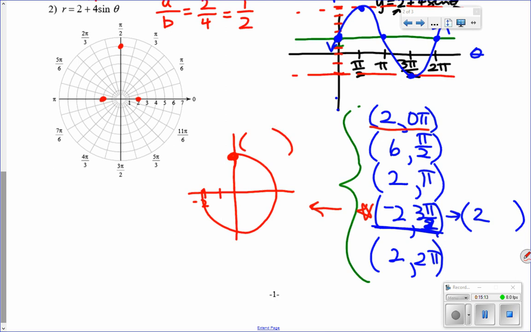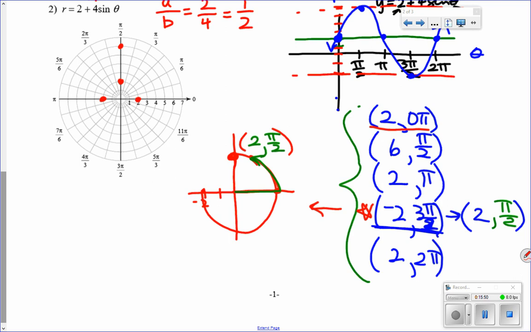What would be another way to name that point with a positive radius? Well, if I went out 2 and then moved up in that same direction, this would be the same as 2 comma pi over 2. So that could be plotted as 2, pi over 2 as well. So when I get that point on the graph, 2, pi over 2, that would be this position up here. And then my last point is 2, 2 pi, and so I'm going to actually end where I started.